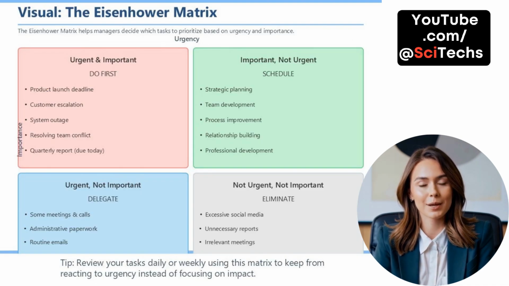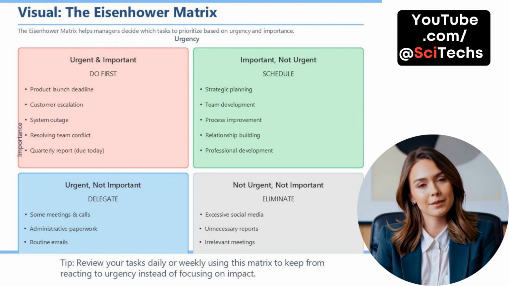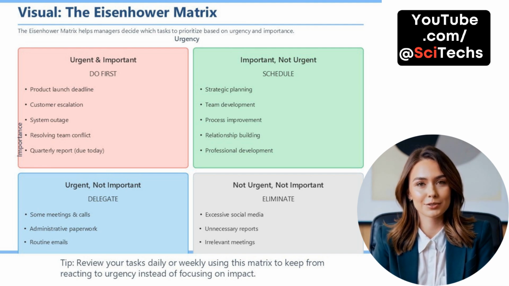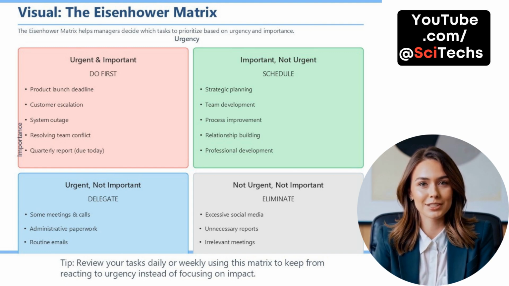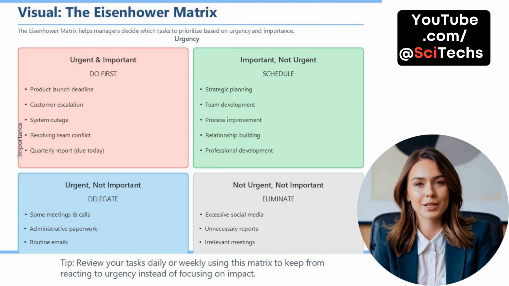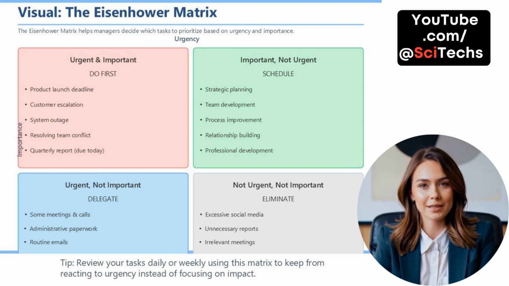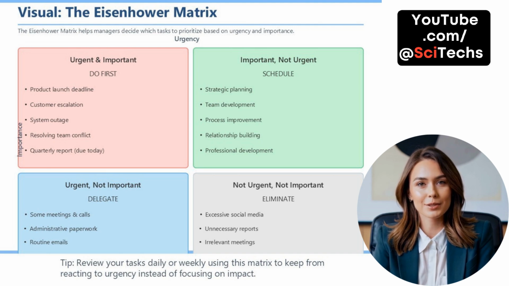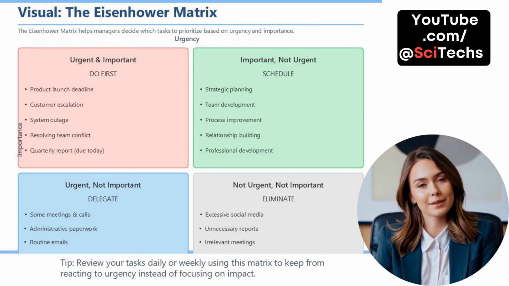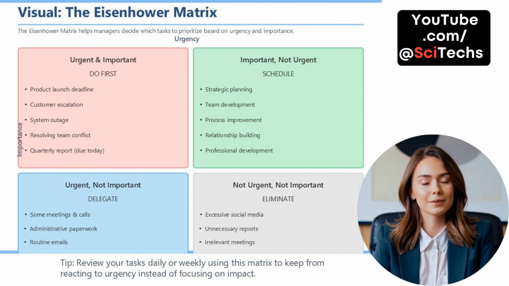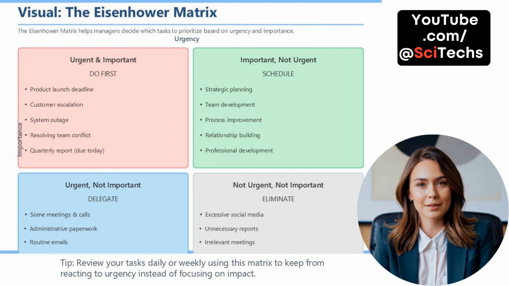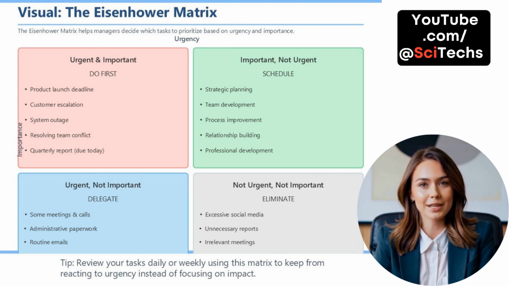Visual: the Eisenhower Matrix. Here's how the Eisenhower Matrix plays out in real-world examples. Urgent and important tasks include things like a product launch deadline, a customer escalation, or resolving a team conflict. These need to be addressed first. In contrast, strategic planning and relationship building are important but not urgent, yet they're essential for long-term growth. These should be scheduled intentionally. Urgent but not important items, like some meetings, calls, and routine emails, can often be delegated to others.